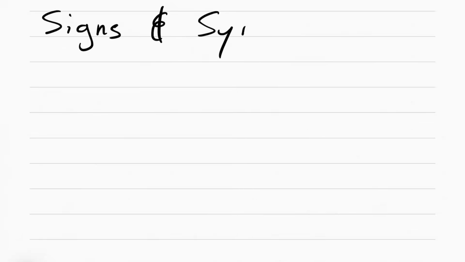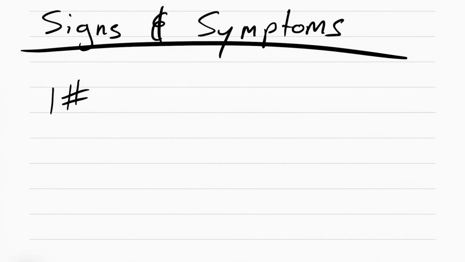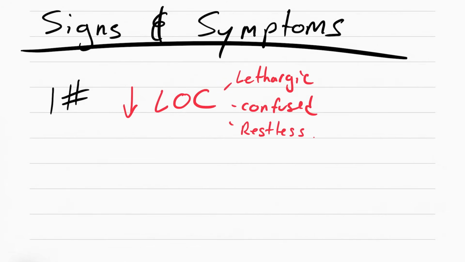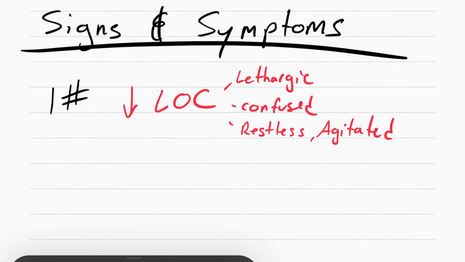When the patient has elevated intracranial pressure, the number one sign you're going to see is a decrease in the level of consciousness. When the patient has a decrease in LOC, it means the patient can be lethargic, confused, restless, or agitated. The best way to measure level of consciousness is with something called the Glasgow Coma Scale. And it looks like this.